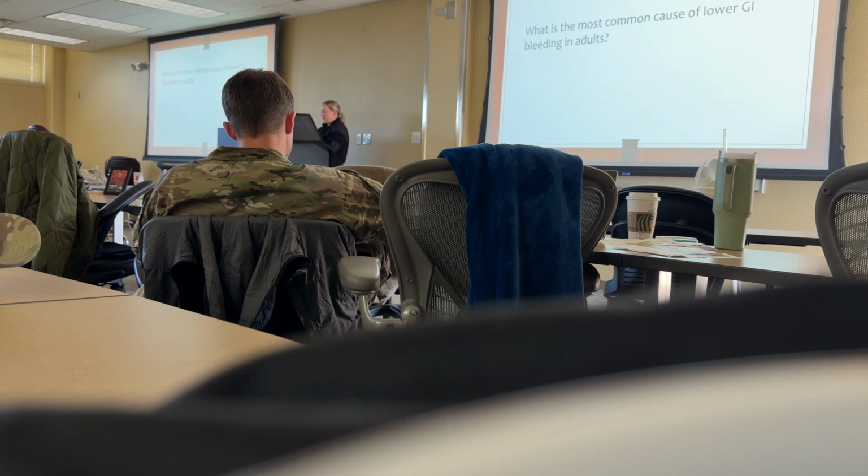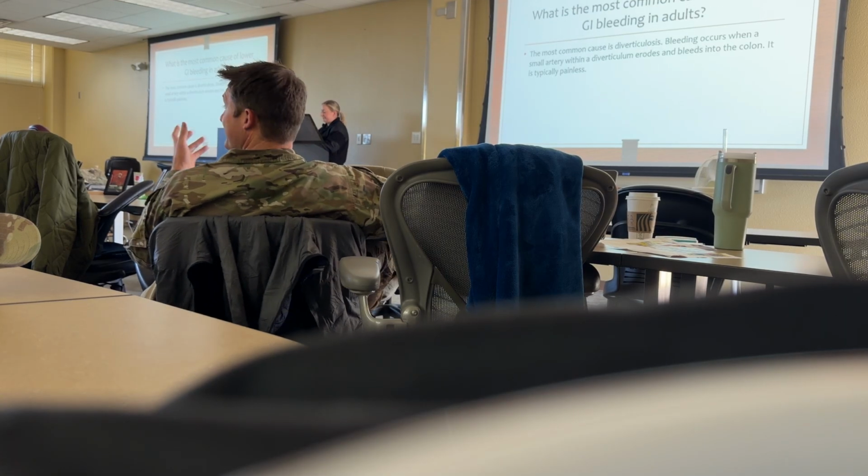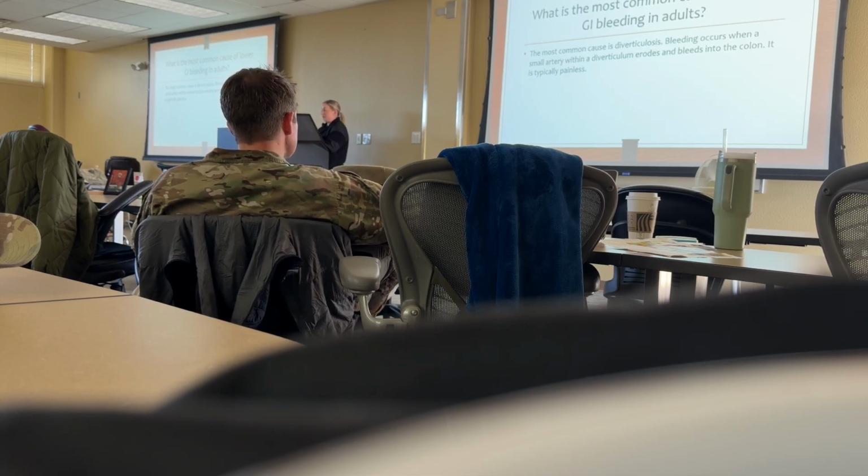Or from scarring. What is the most common cause of lower GI bleeding in adults? Diverticulitis, or diverticulosis. This slide says diverticulosis. Either or. The main way that you can differentiate between diverticulosis bleeding versus diverticulitis bleeding is pain. You're gonna have that belly pain. Diverticulosis has no infection or no inflammation.